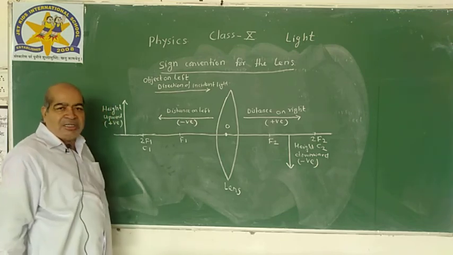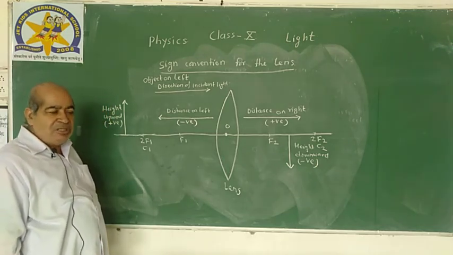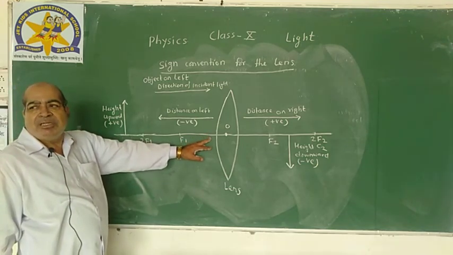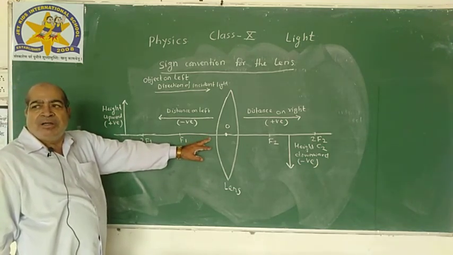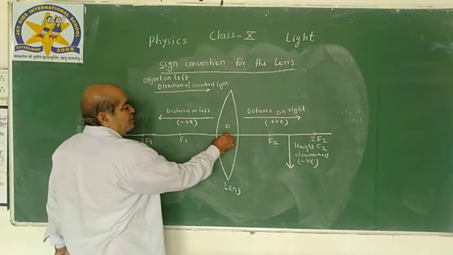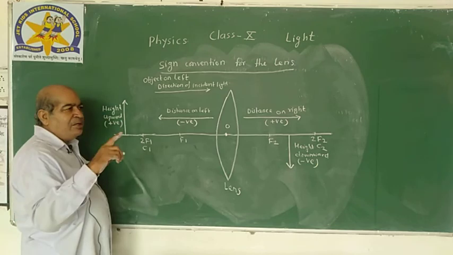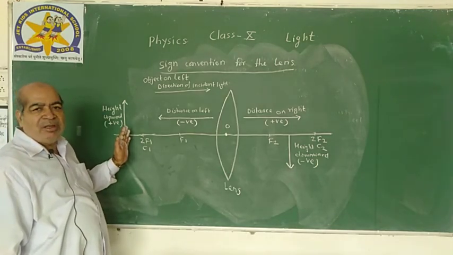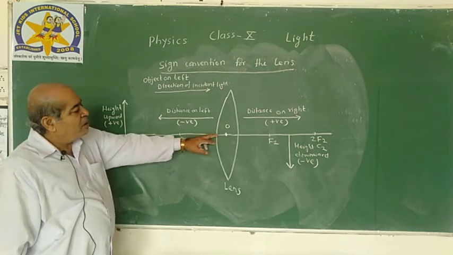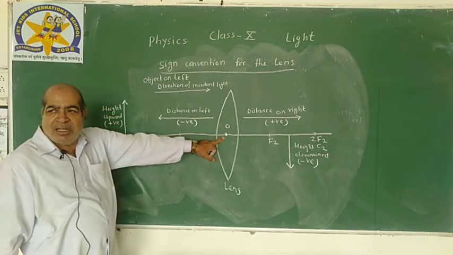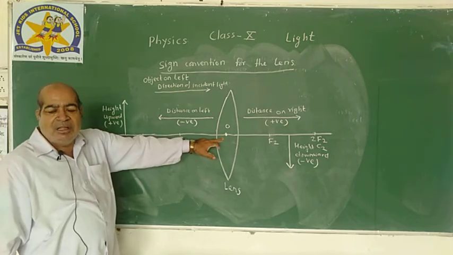The second sign convention is all the distances should be measured from the optical center of the lens. This is the reference point, and in the mirror there is the pole. So all the distances should be measured from the optical center of the lens. This is the second sign convention.